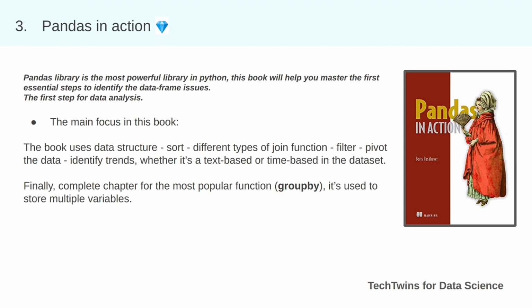Finally, a complete chapter for the most popular function that we have used in the previous video, the group by function. This function is used to store multiple variables. What I really like about this book is that you can have your own signature while doing your future business analysis, as it follows the Pareto principle 80-20. So 80% is usually dedicated for the data cleaning and the 20% for building models and drawing your conclusion. This book impacts your 80% effort.